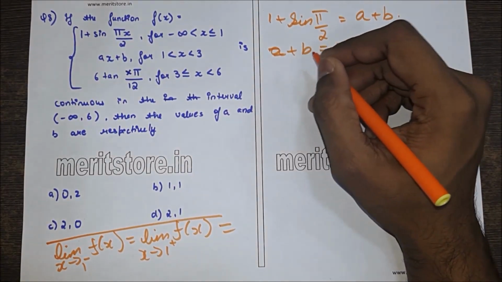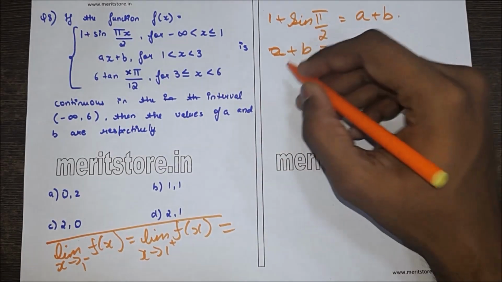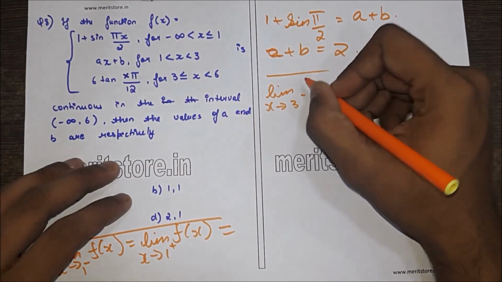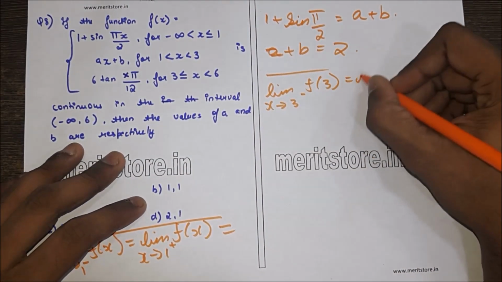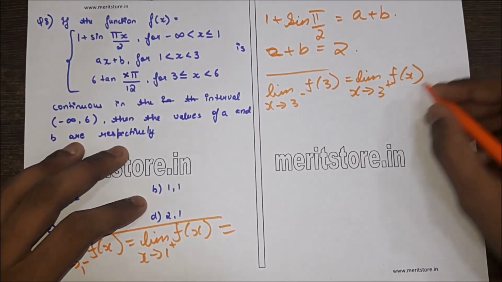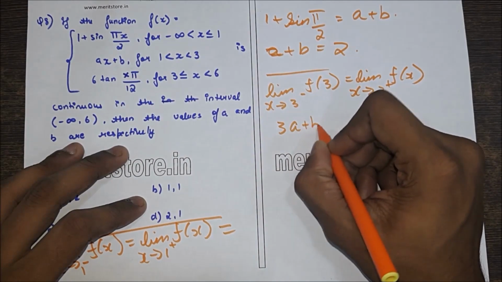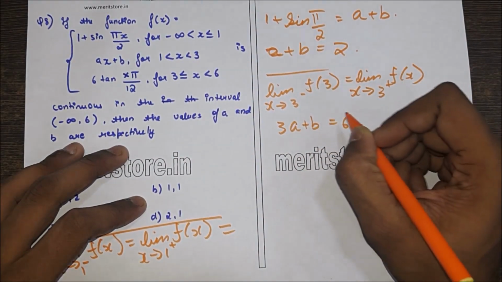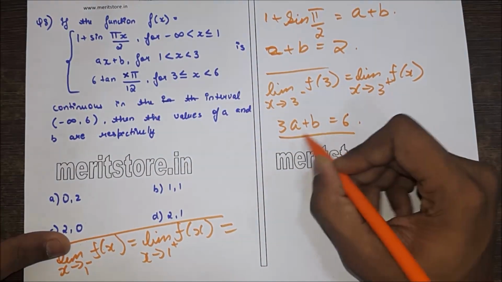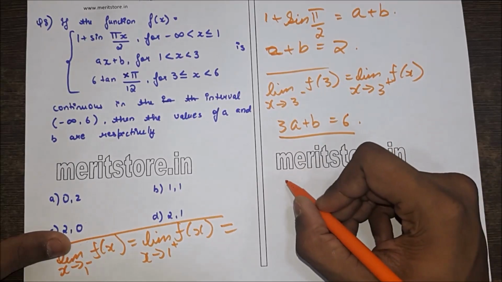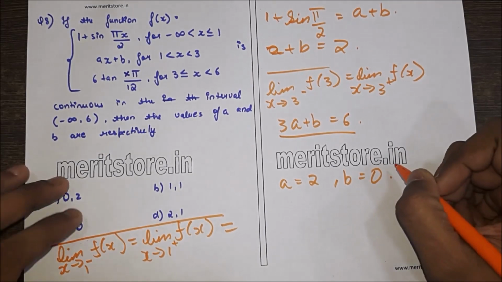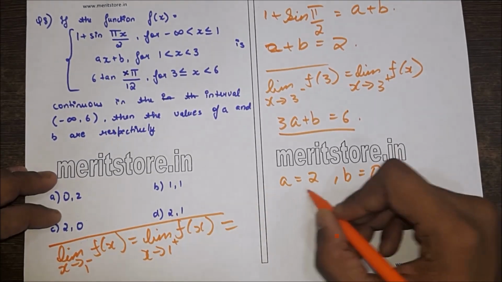Now if at x equal to 3 the function is continuous, then the limit as x tends to 3 minus of f of x is equal to the limit as x tends to 3 positive of f of x, giving us 3a plus b is equal to 6. So from both these equations we can find a to be 2 and b to be 0, which is option C.